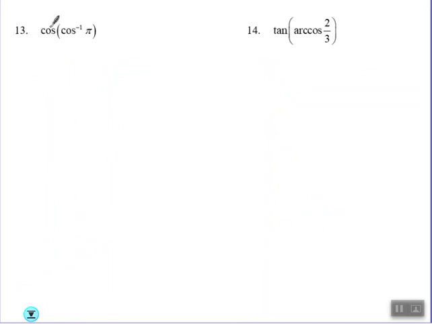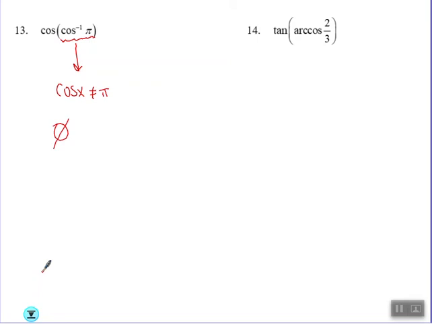Here we have cosine of cosine inverse of pi. You would think that the cosines cancel out, but cosine never equals pi. Cosine always gives you a value that is between negative 1 and 1. So this part, cosine never equals pi. So there is no answer to this problem.